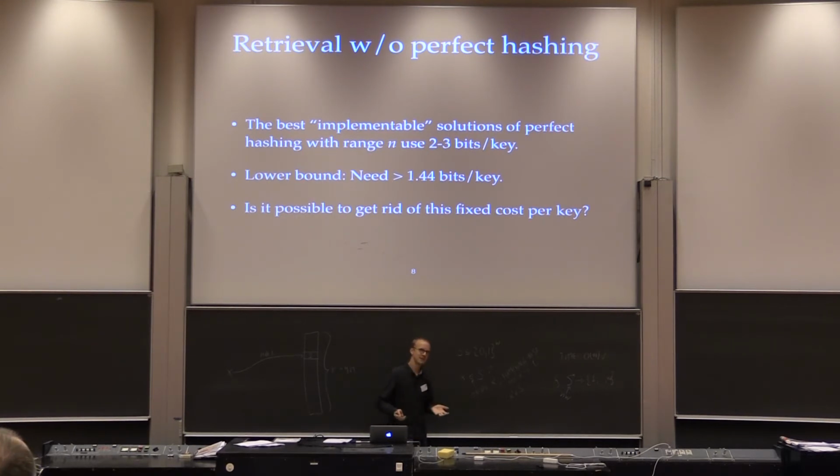But of course, perfect hashing is just one way to solve this retrieval problem. So maybe there's a different way of solving retrieval that gets rid of this fixed cost. So this is what I'm going to talk about next, and it's also kind of going to be a warm-up to Michael's lecture later on. That's going to use many of the same techniques.